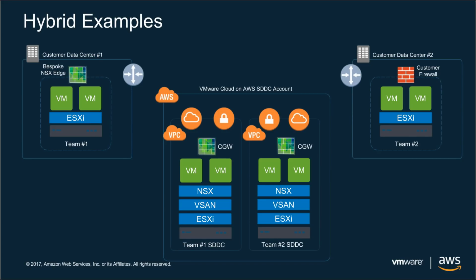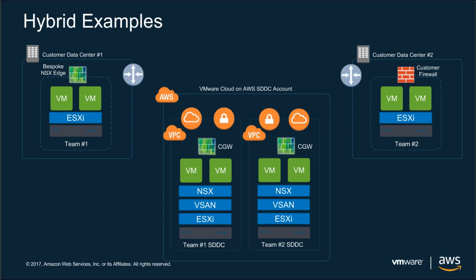So running through a couple of hybrid examples real quick. In this case, we have two customer data centers. We have customer data center number 1 on the top left, and customer data center number 2 on the top right. And then we have our VMware Cloud on AWS account in the middle, and we have two software-defined data centers, one for Team 1 and one for Team 2. So in this case, Team 1 is looking for live vMotion capability. They want to be able to actually expand networks and connect them between the two environments.